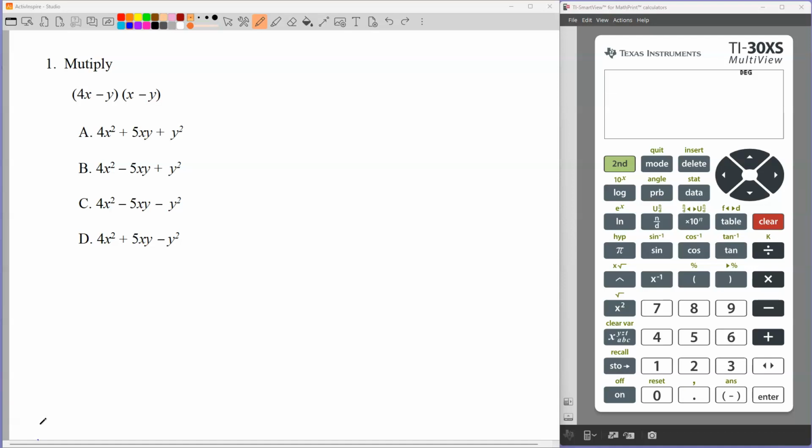I've done this in other videos, but I want to go a little further in depth here because I've had questions about it. If you notice in this particular problem, it says to multiply 4x minus y by, or times, x minus y. It says to multiply these two. They're called binomials, but you don't really need to know.